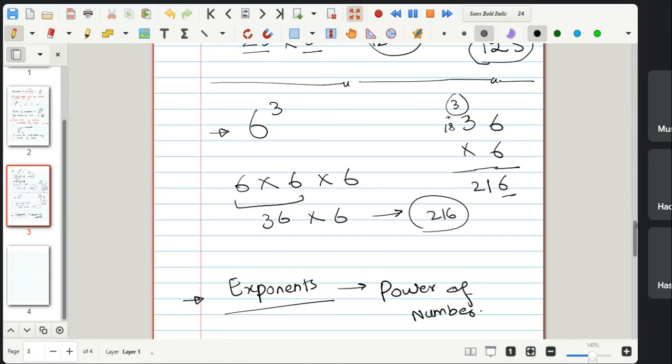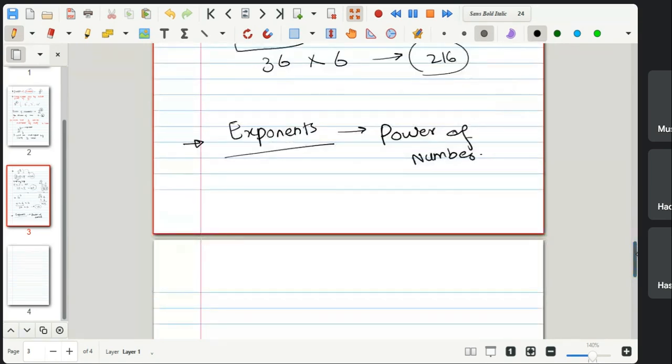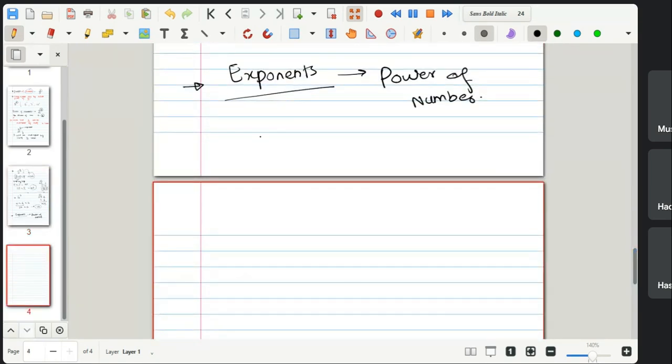Okay, very good. Now, students, I was talking about the exponent. Let me write the general form of the exponent. In general, we can write it like this: a raised to the power m. What is this? This is any number. a belongs to any number system, and m belongs to any number system.